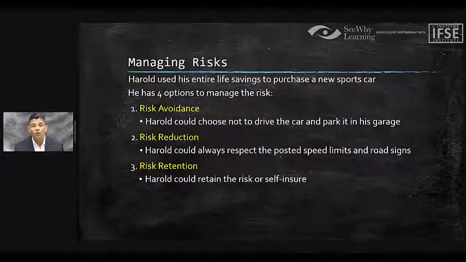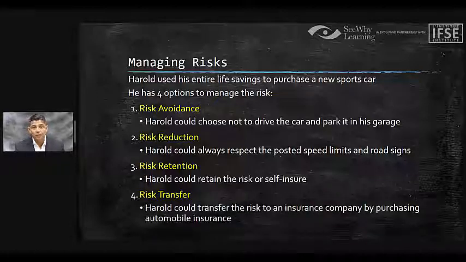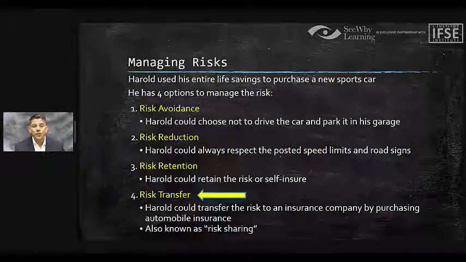And number 4, risk transfer. Harold could transfer the risk to an insurance company by purchasing automobile insurance that covers collision. Now, risk transfer is also referred to as risk sharing. Now, obviously, most of this course will focus on the ways to transfer risks to an insurance company.